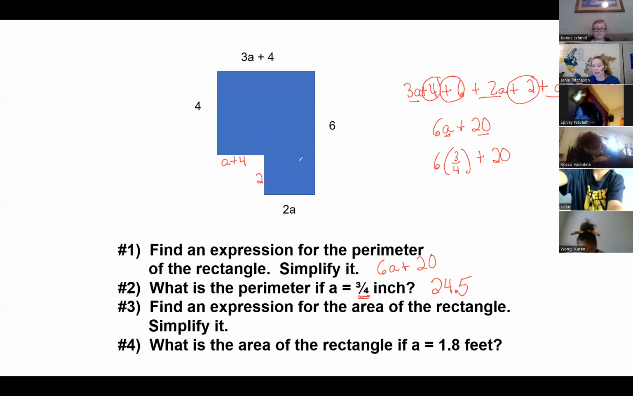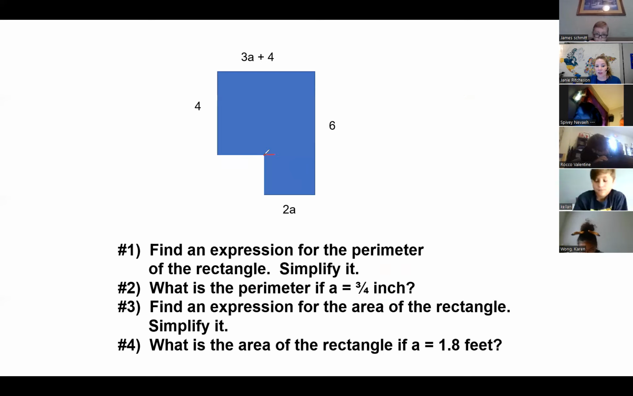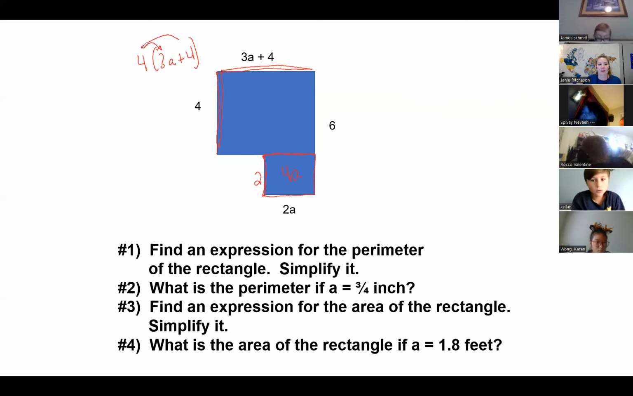All right, I know we have one more minute. So then for the area, you guys, I would divide this into 2 rectangles again. Okay, we know this side is 2. So the area of this rectangle is 2 times 2a, which is 4a. The area of this rectangle up here is 4 times 3a plus 4. So this is 12a plus 16.